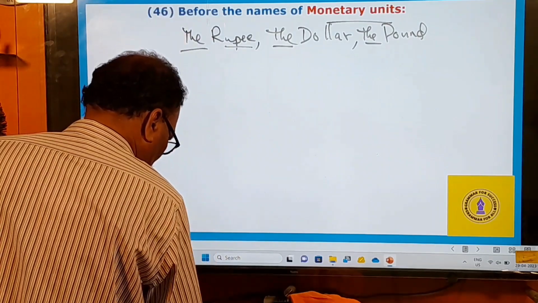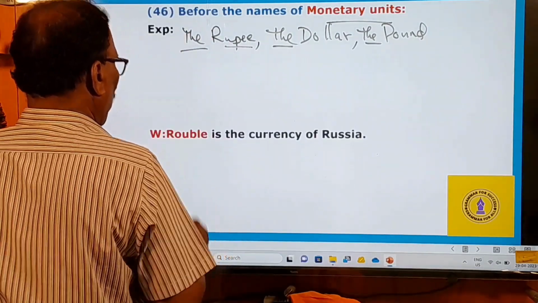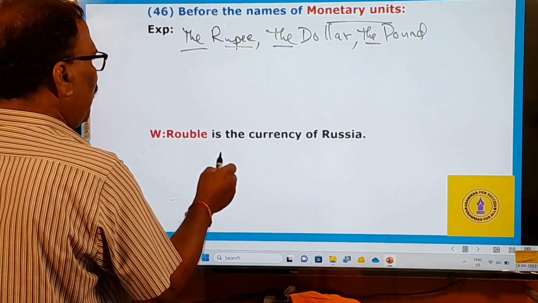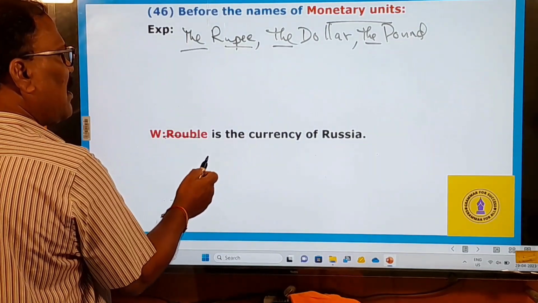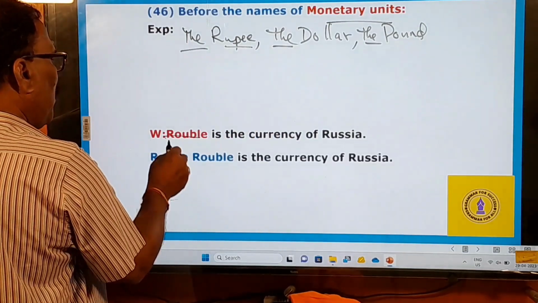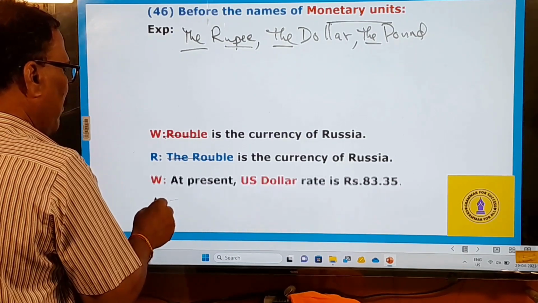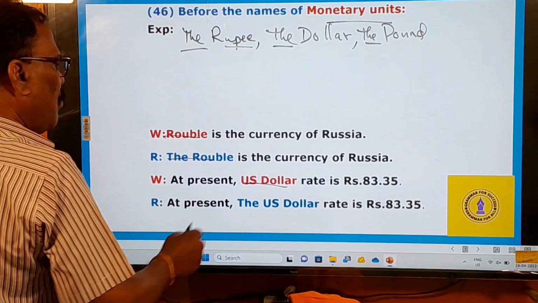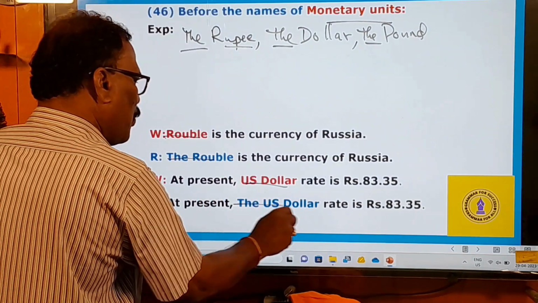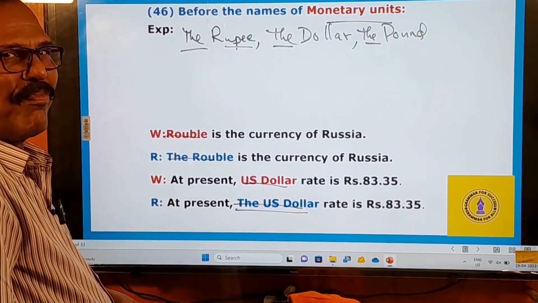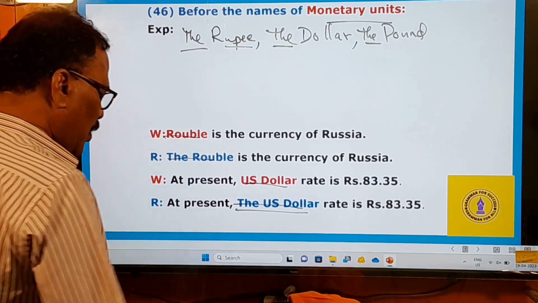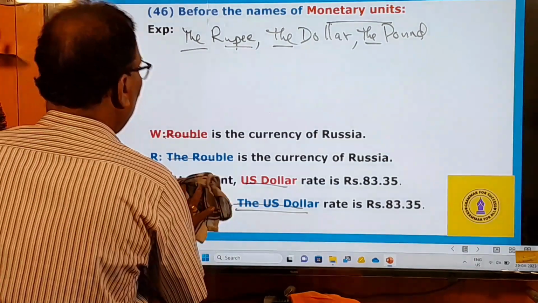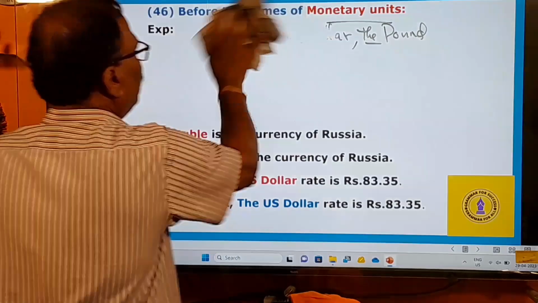Right, now I'll give you some examples for this also. Ruble is the currency, the monetary unit of Russia. Simply ruble you should not say, the ruble. At present, the US dollar rate is 83.35. You should not simply say US dollar, the US dollar. Are you following me? These are the two examples. Now let's go to the next 47th rule.